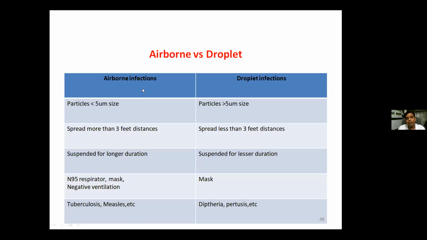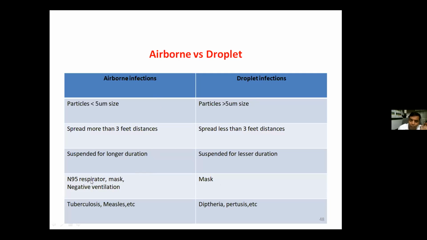Now, what are the airborne infections? Tuberculosis, measles, chickenpox, pandemic flu, and pandemic COVID are examples of airborne infections. Diphtheria, pertussis, meningitis, and seasonal influenza are examples of droplet infections. Now, what to follow in droplet infections? A plain surgical triple layer mask should be used by both the healthcare personnel and the patient in droplet infection. But for airborne infection, healthcare personnel should wear an N95 respirator, and the infected person is instructed to wear a mask.